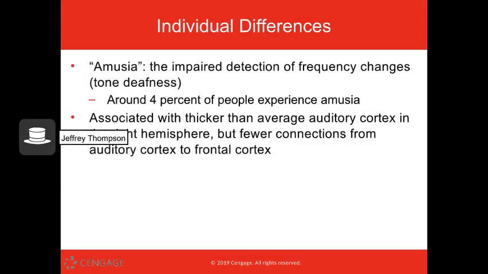You may have heard the term tone deafness, which is the impaired detection of frequency changes. Essentially, somebody can't recognize pitch easily. So, about 4% of people experience amusia, where they really can't differentiate between different pitches. It's associated with thicker than average mass in the auditory cortex in the right hemisphere, but fewer connections from the auditory cortex to the frontal cortex.